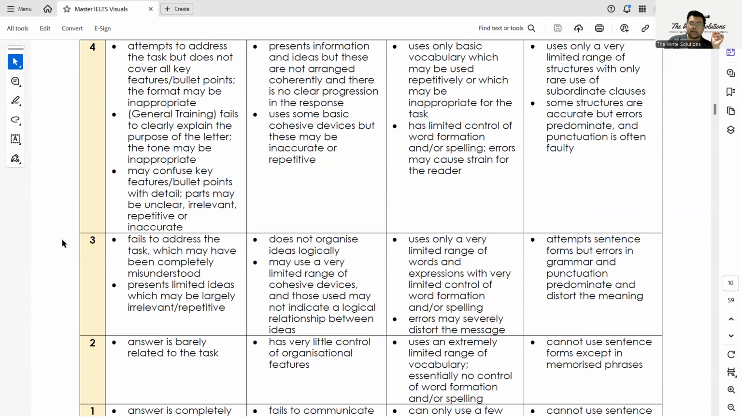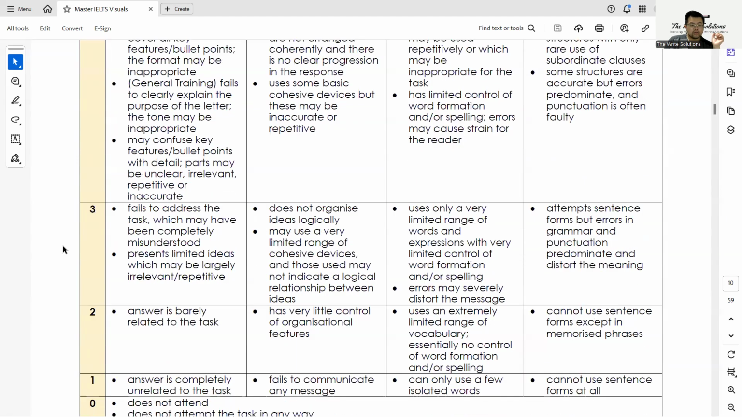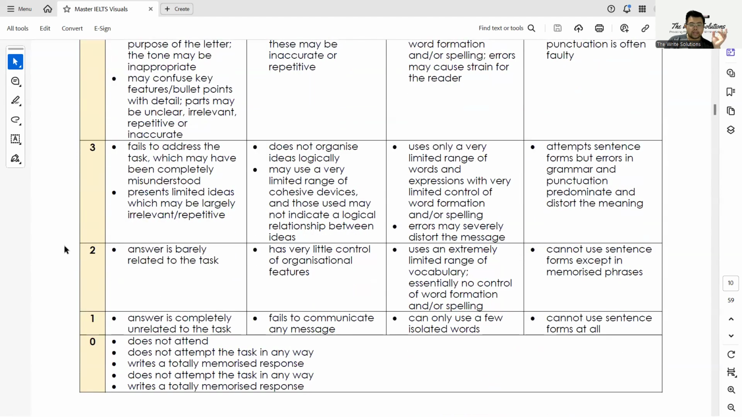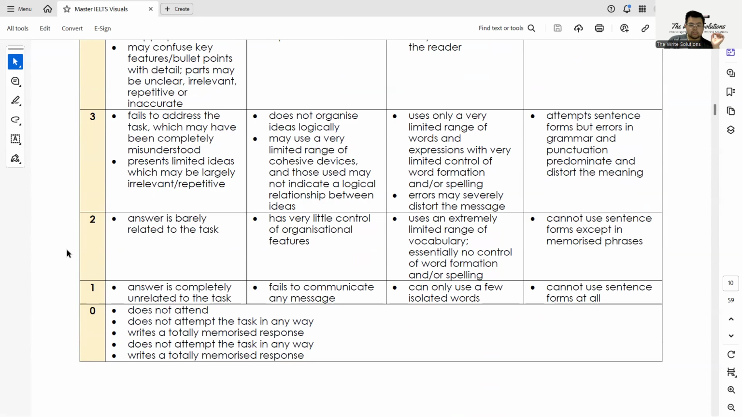Band 3 fails to address the task, or it is misunderstood. Band 2, the answer is barely related to the task. Band 1, the answer is completely unrelated. Band 0 means you didn't do it or just plagiarized.